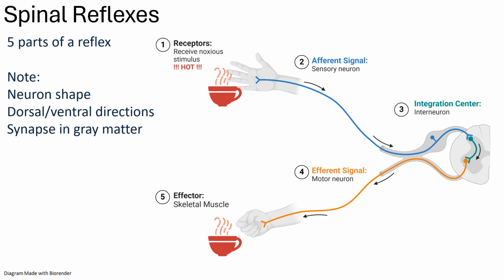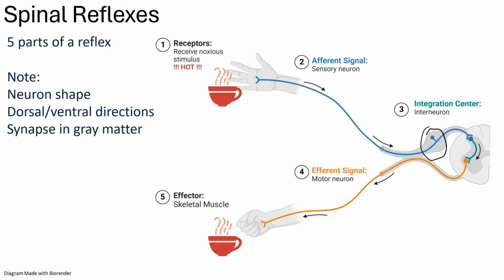This diagram puts together many of the things that we have been talking about in drawing. The blue neuron here is a unipolar sensory neuron, right? Look at its shape and look at where its cell body is in the dorsal root ganglion. Look at how it synapses in gray matter of the dorsal horn with a green neuron. And this green neuron is an interneuron that exists only within the central nervous system.